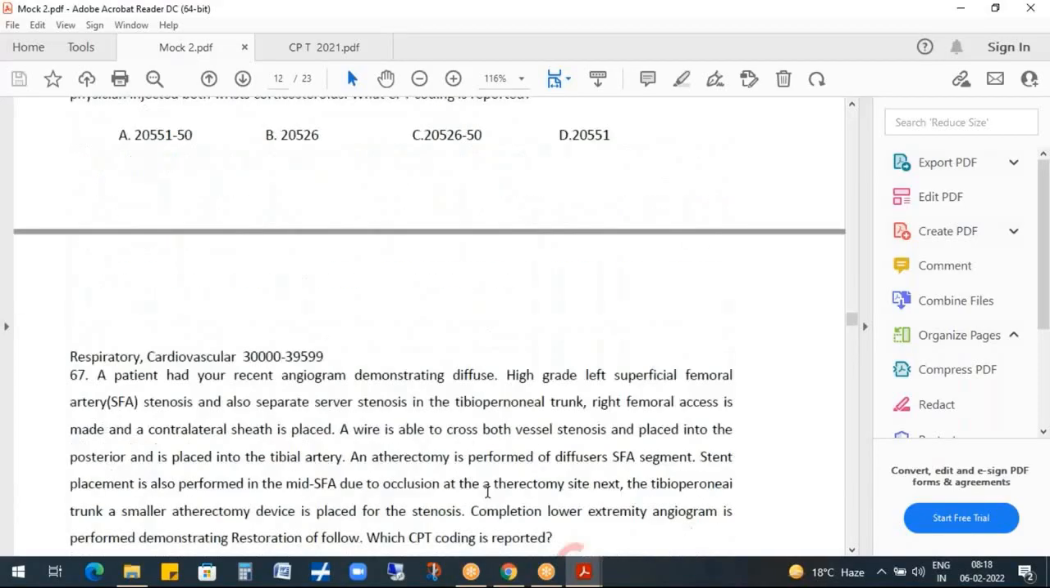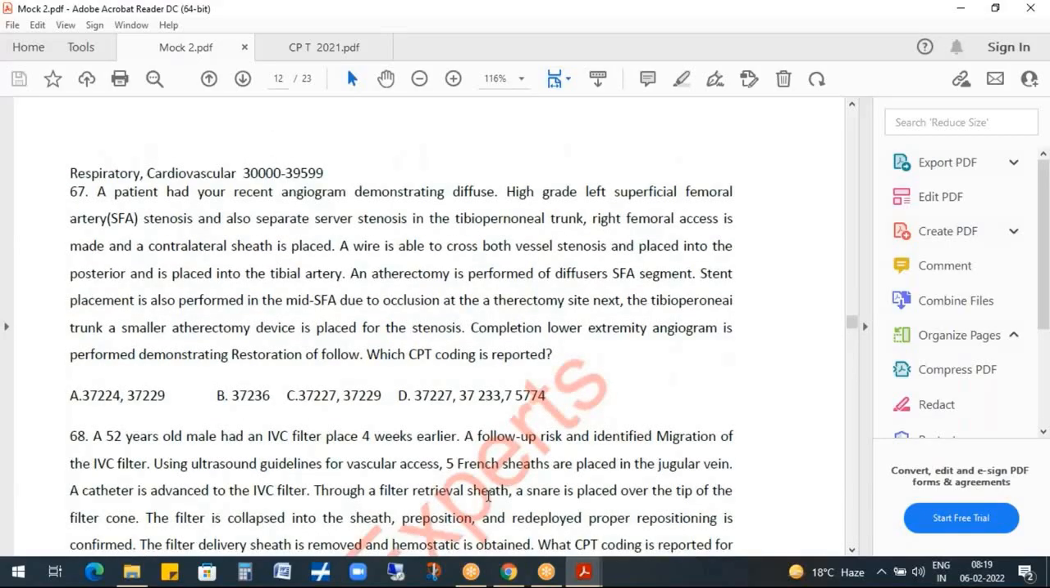Next question number 67. Sir, 67. See, clearly they are telling transluminal stent placement is going on, atherectomy is going on. That comes under C option. Just check. What is your answer previously? Previously your answer was D.